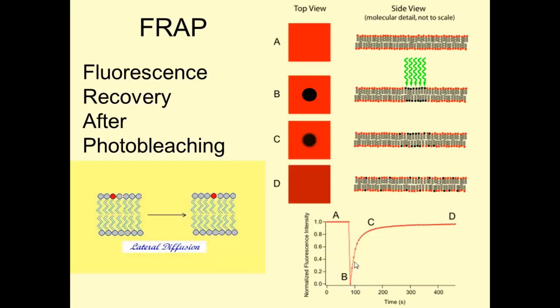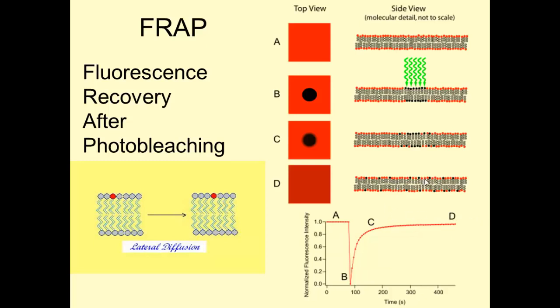Now over time, this is time on our x-axis, the fluorescence rises. Why does it rise? Well, the only real explanation for why it rises is because of diffusion. Diffusion of undamaged fluorescing phospholipids into the area of the spot. And as they diffuse in, so the fluorescence in the middle of the spot increases. And it increases towards an asymptote which will be just below the original level of fluorescence.